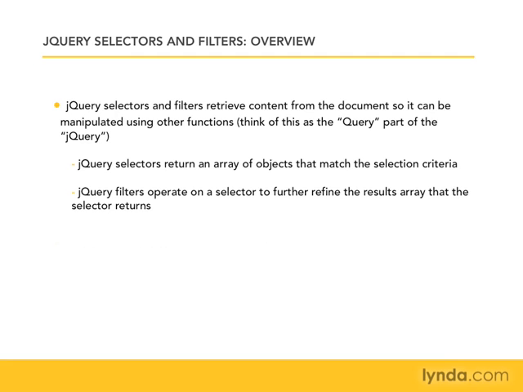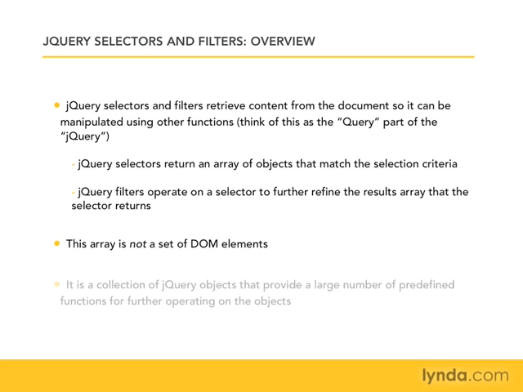Now, it's important to note that this array that comes back is not a set of DOM elements. It's a collection of jQuery objects that are wrapped around the DOM elements, and these jQuery objects provide a large number of predefined functions and properties for further operating on the objects. Now, you can get access to the underlying DOM element for each one of these objects if you want to, but the whole purpose of doing this is that you're wrapping them in jQuery objects so that you have a whole bunch of convenience functions and high-level ways of operating on them without having to resort to the DOM in order to do that.